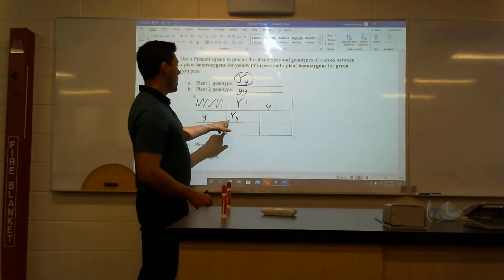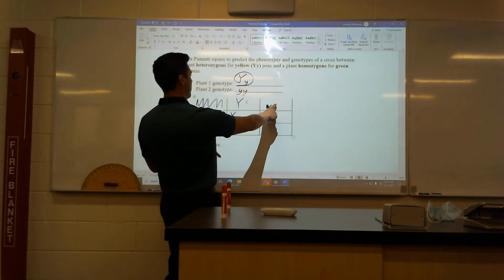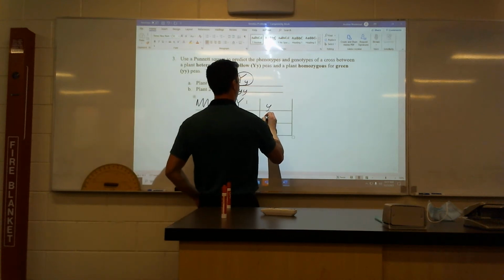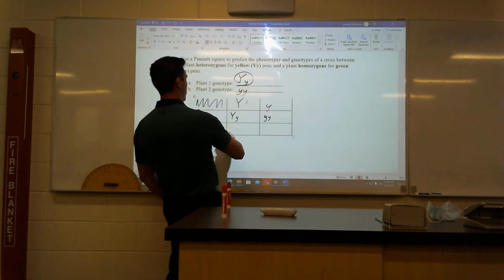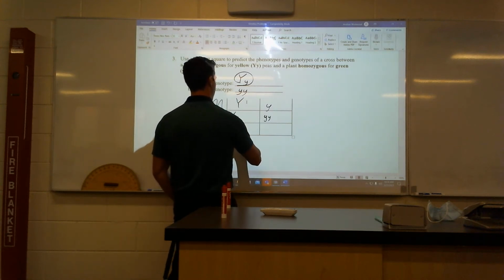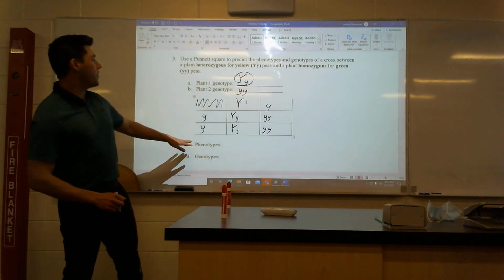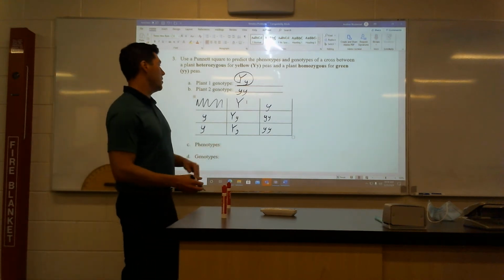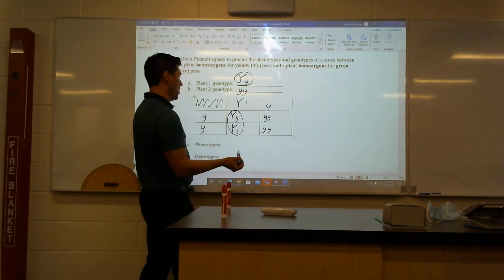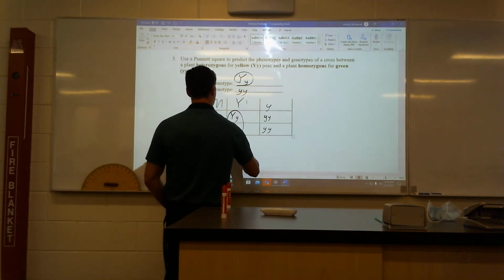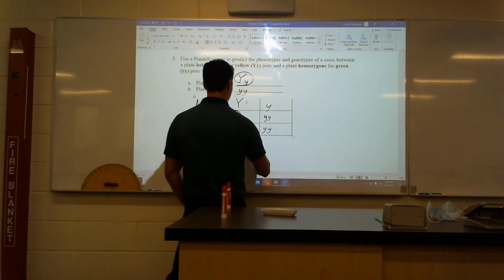All right. I have a big Y, little y. This box is this one and this one. So little y, this one, big Y, little y, little y, little y. Okay, what are my possible phenotypes? What could I see? Well, here, these 2 out of the 4 would be yellow. And these 2 would be green.